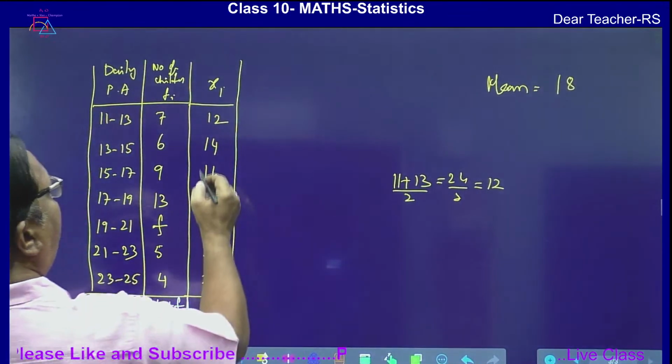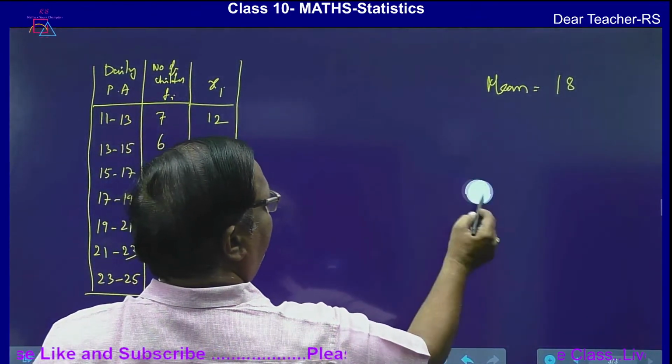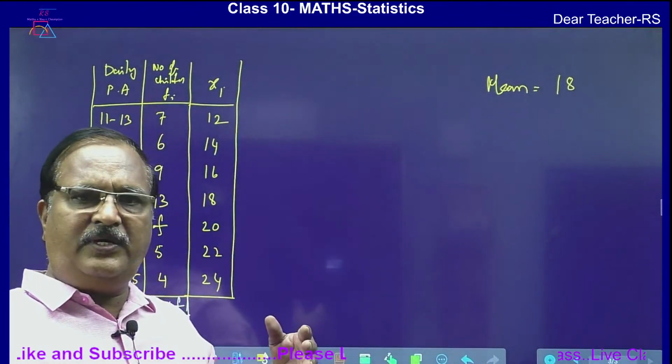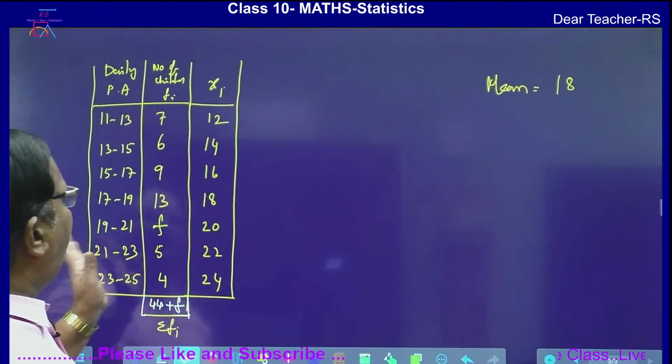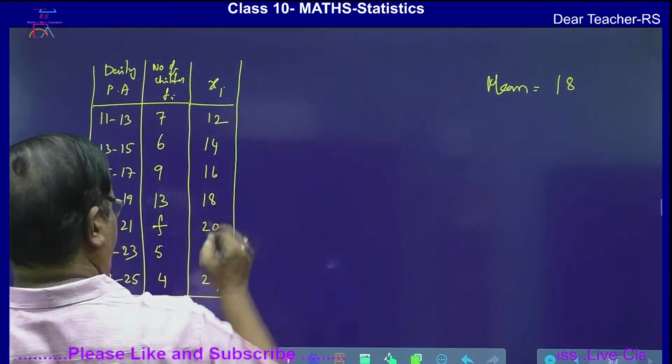So now what we have to decide is whether we have to go for deviation method or direct method. You can do any method. So I will go with direct method, small numbers only. So Fi xi.